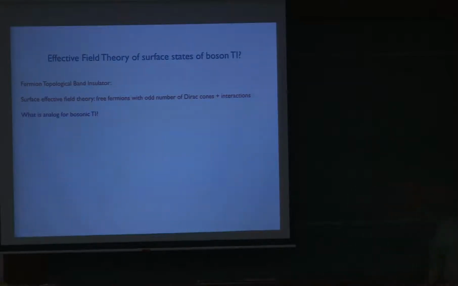Okay, so if you start thinking about what a boson topological insulator might look like, right? For the fermion topological insulator, the characterization that's most useful from a practical point of view is what happens at the surface. And we know that there's an effective field theory for the surface for a fermionic topological band insulator, which is free fermions with an odd number of Dirac cones. And perhaps you have some interactions, but this is the basic story. Okay? So what is the analog of this state for a bosonic topological insulator? Right? So let's start by contemplating what a possible answer to that question might look like.